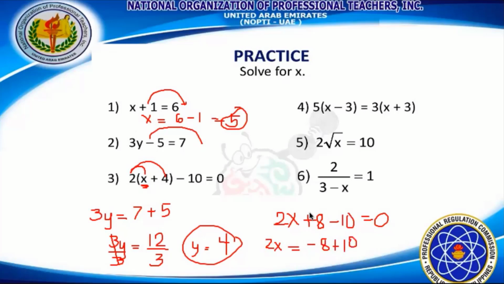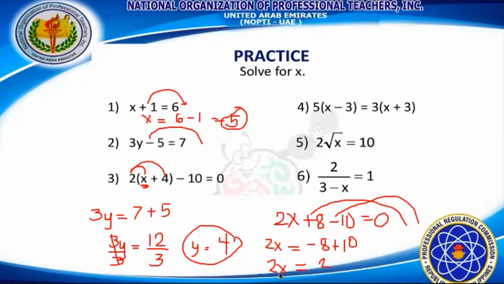Bakit? Kasi si positive 8, nilipat natin doon. Si negative 10, nilipat doon. So, nag-change ng kanilang signs. So, eto magiging 2x equals, integers, 2. Negative 8 plus 10 is 2.